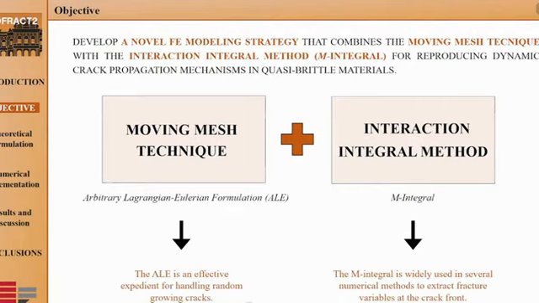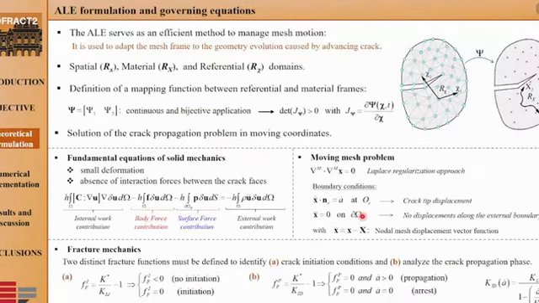The moving mesh technique, based on the arbitrary Lagrangian-Eulerian formulation, is suitable for handling arbitrary cracks easily, while the interaction integral method is used to extract fracture variables at the crack front. The ALE serves as an efficient method for tracing the geometry evolution of the computational domain caused by the advancing crack. Besides the spatial and material domain, ALE defines a referential system. A proper mapping function links the referential and the matter frame, which is needed to express the governing equation with respect to the referential or mesh configuration.